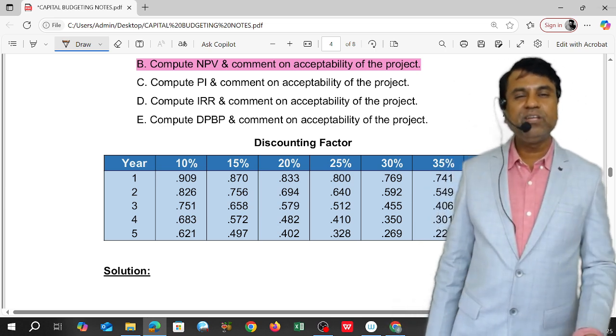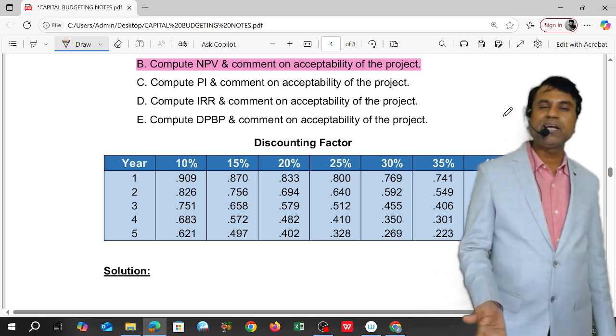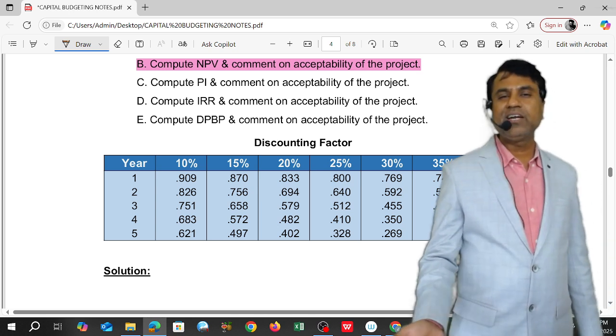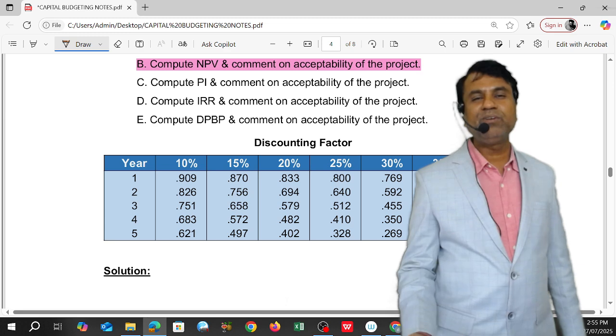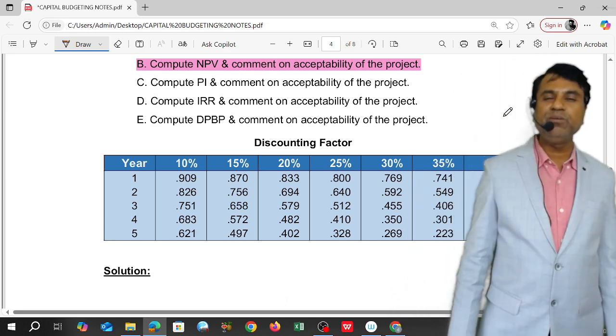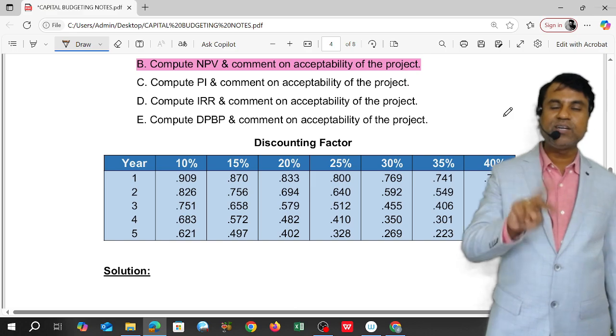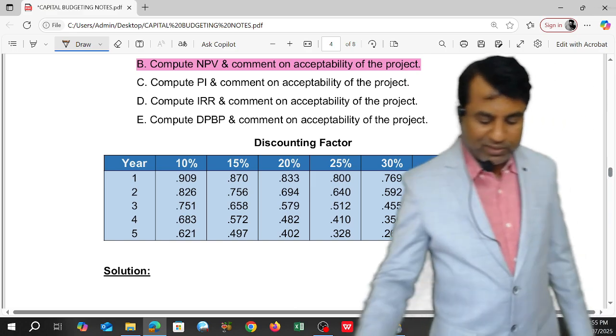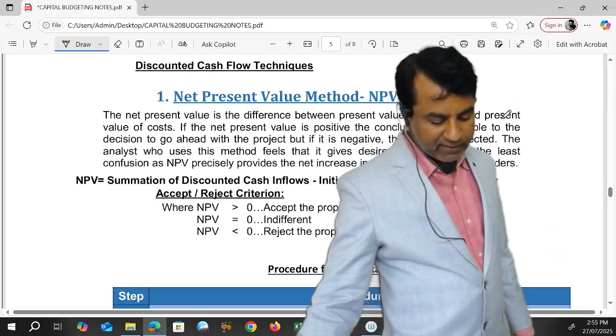It may happen that 15 also gives a positive, so directly you can try 20 as well. If 20 gives a negative, then you can say that IRR lies in between 10 and 20 or 15 and 20. Try to keep the difference minimum between the two rates which you are trying, because for IRR we also have to use the formula, and see what the formula of IRR is.